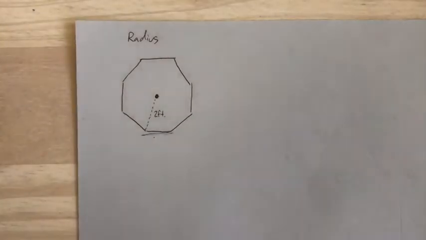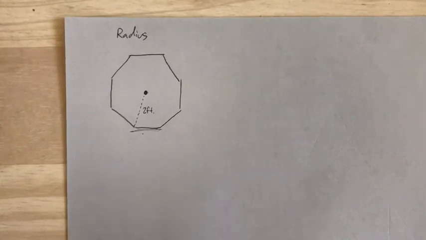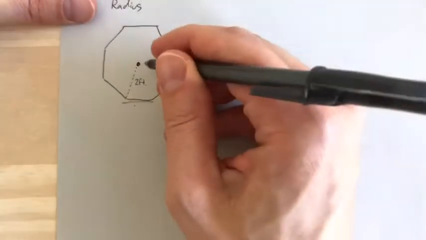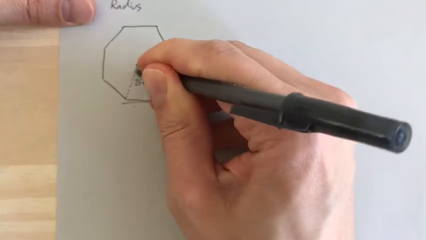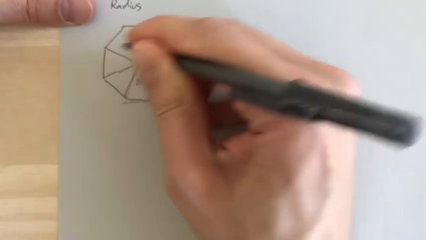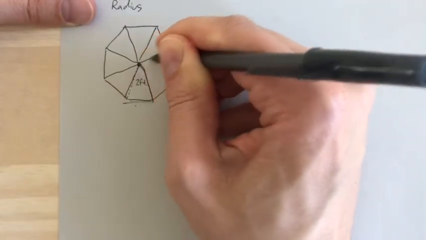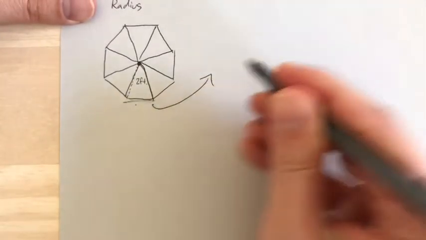But you probably already have heard the term radius before. Anyway, so let's get started. I'm going to split this into triangles now. Again, 8 triangles in this shape. You don't have to really draw this every single time, but if it helps you, go for it. I'm going to think about just one of these triangles.